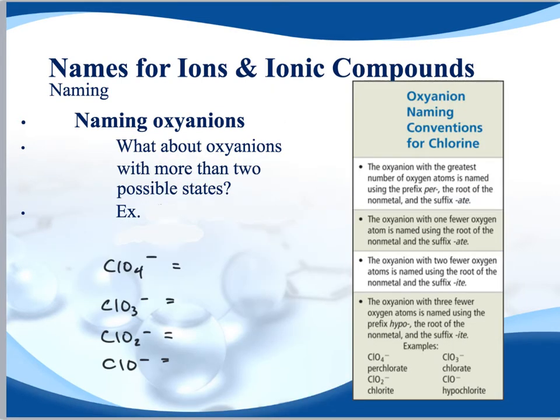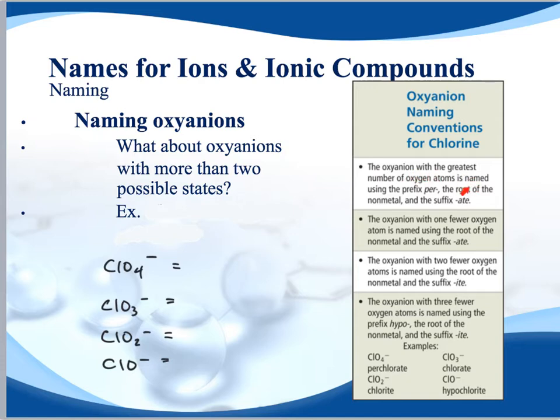Okay, so what about if we have oxyanions with more than 2 possible states? Here we have 4 examples of very similar looking ions: ClO4 -1, ClO3 -1, ClO2 -1, and ClO -1. You may have seen these on your ion sheet already, but let's figure out how you could do this if you didn't have your ion sheet.